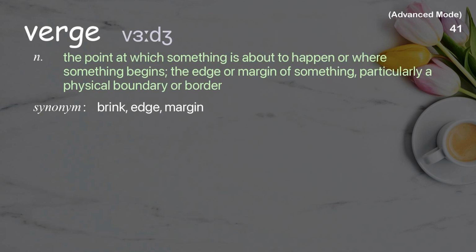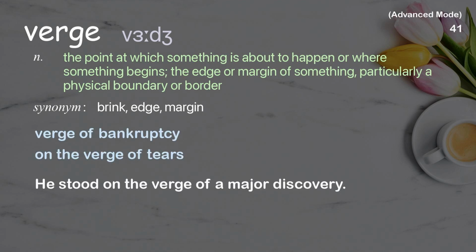Verge. The point at which something is about to happen or where something begins, the edge or margin of something, particularly a physical boundary or border. Examples: Verge of bankruptcy, on the verge of tears. He stood on the verge of a major discovery.